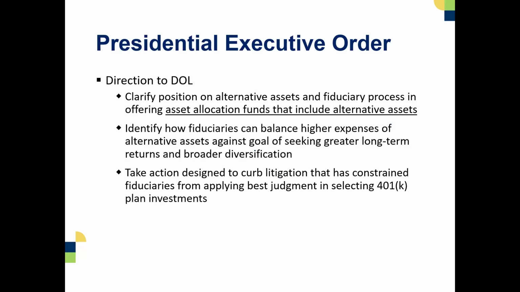And so the president had three directives to the Department of Labor, and the first is to clarify the position on alternative assets and what the fiduciary process would look like if the fiduciary wants to add asset allocation funds that include an alternative assets component.